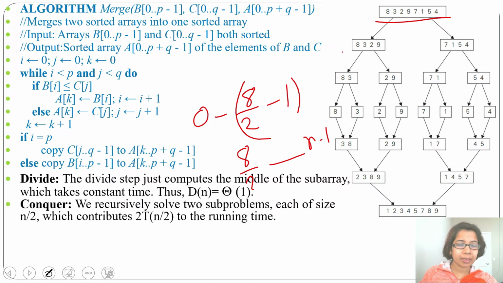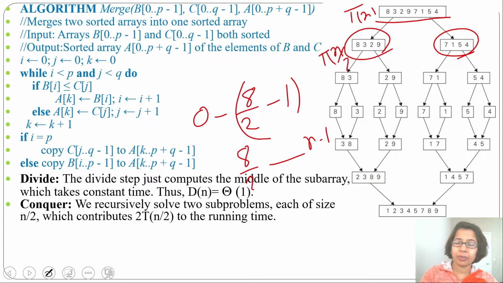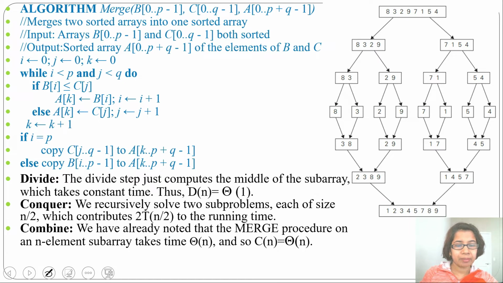Next is conquer. We recursively solve two subproblems, each of size n divided by 2, which contribute 2T(n divided by 2) to the running time. So we'll solve this and we'll solve this. Suppose this is T of n, then this is T of n divided by 2, and this is T of n divided by 2. Next step is combine. Combine means merging. We have already noted that the merging procedure on n elements takes theta of n time. So we can say C of merge takes theta of n time, as we are comparing n elements, so it is theta of n time.